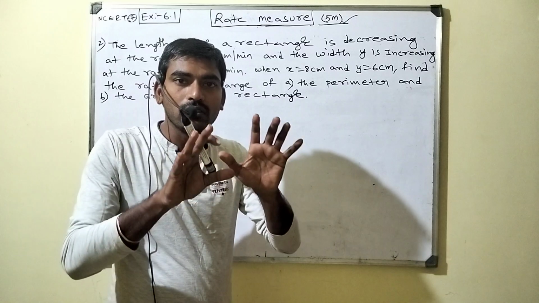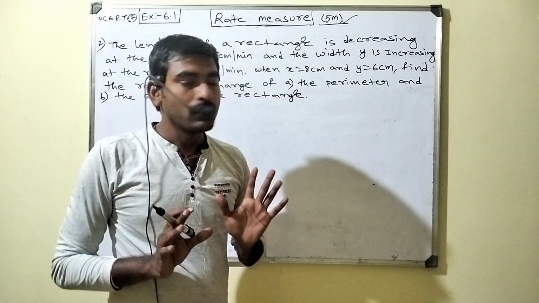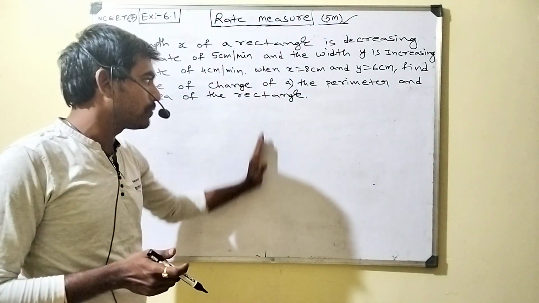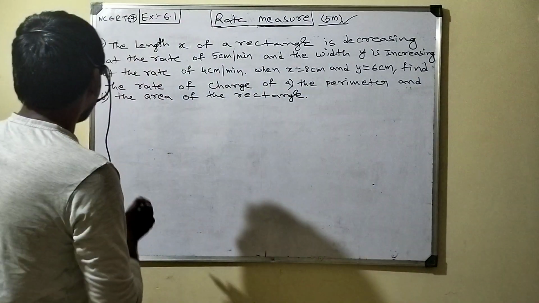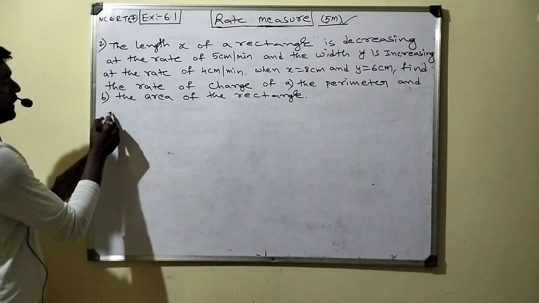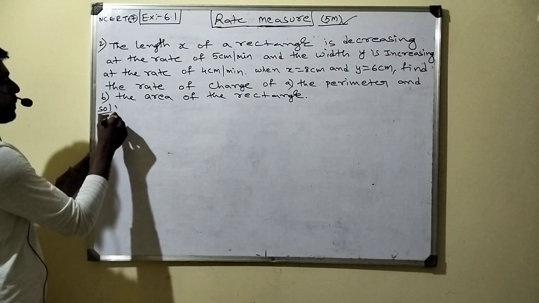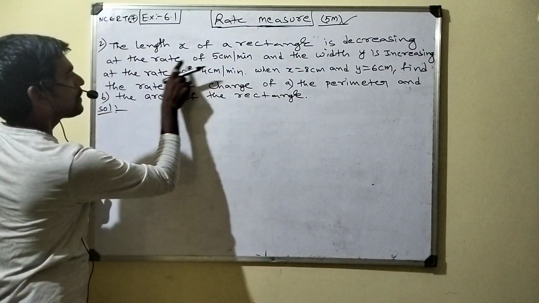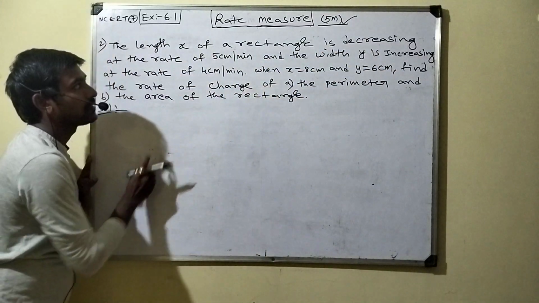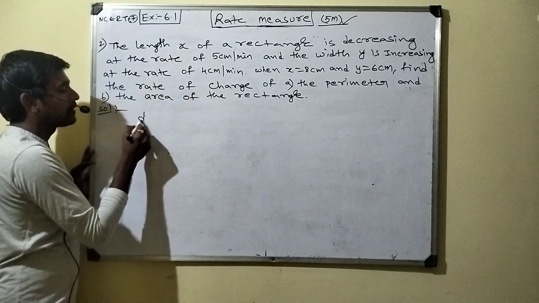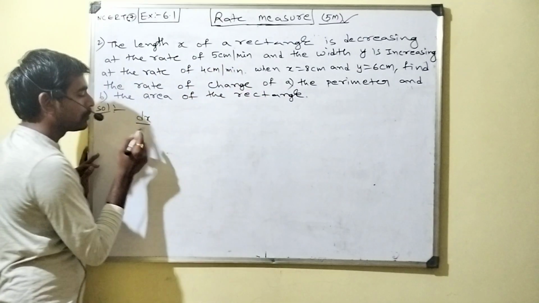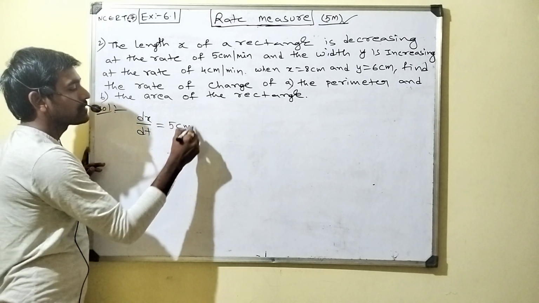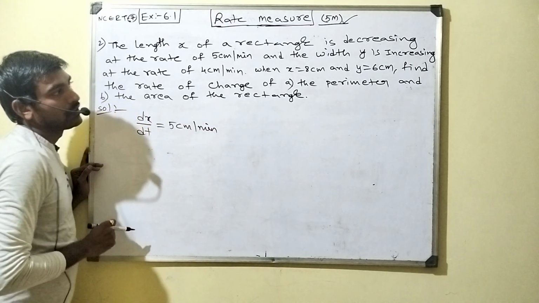Let me start by taking the given data. What is the given data? If you write the whole story, it is good, but I will write the main part only. Given data: length x of a rectangle is decreasing at the rate of 5 centimeter per minute. So the length is x, with respect to time in minutes, dx by dt is 5 centimeter per minute.